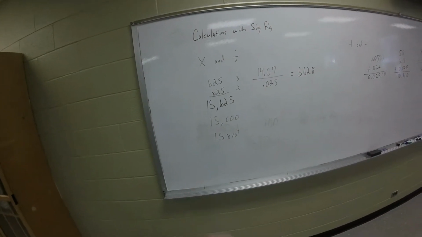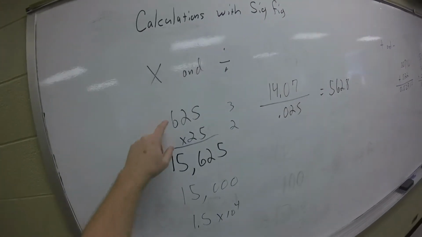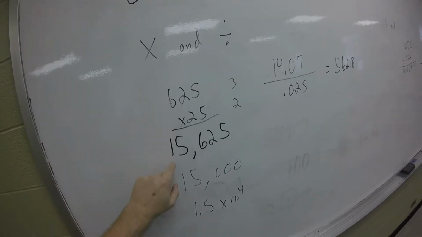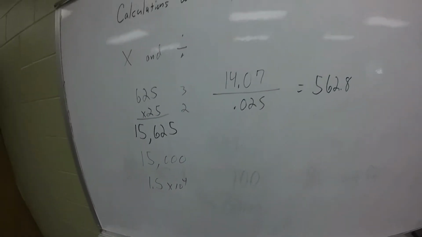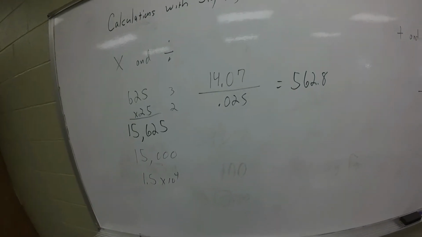All right, that's for multiplication. Find the fewest number of Sig Figs in your calculation. That's what you need to report your answer to. Okay, the same thing holds true for division.